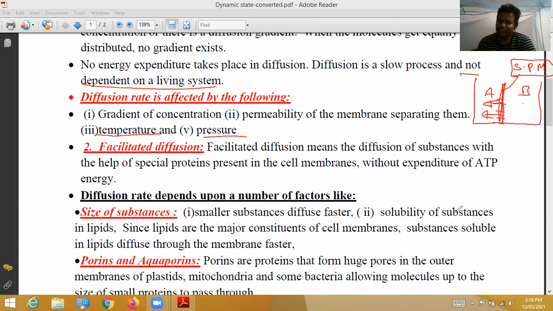See here, if more and more temperature, for example, in our body, the diffusion process takes place after digestion. Normal body temperature is 36 degrees centigrade. At 36 degrees centigrade only, our body metabolic activities are efficient. So diffusion is also one kind of metabolic activity. So beyond this, 39 degrees centigrade temperature is maintained.